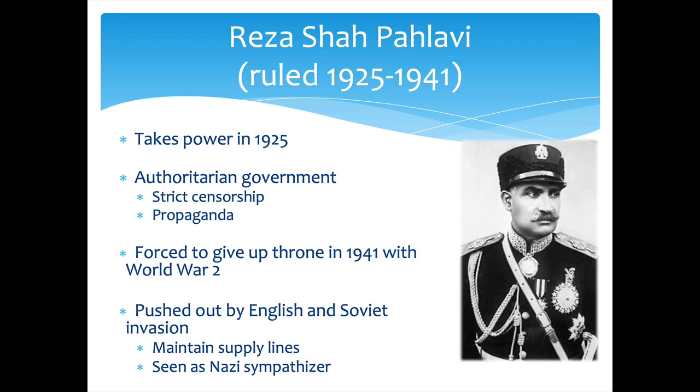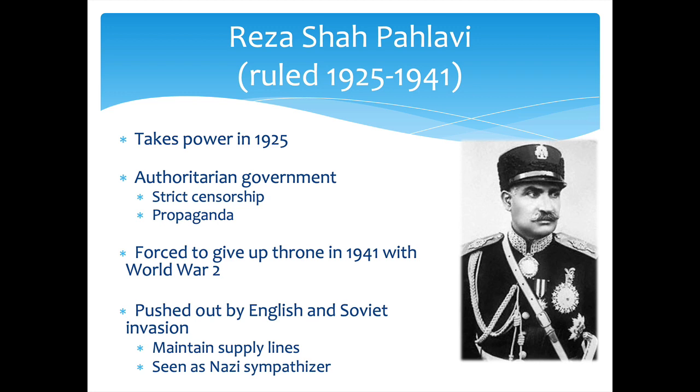So from ancient times, fast forward to 1925. We are post-World War I, about to hit the Great Depression, and Iran is being ruled by a man named Reza Shah Pahlavi. He rules from 1925 to 1941, and he ruled in a very authoritarian governmental style. Strict censorship of what people were able to do, read, experience, and heavy use of propaganda to make his government seem like the best in the world.